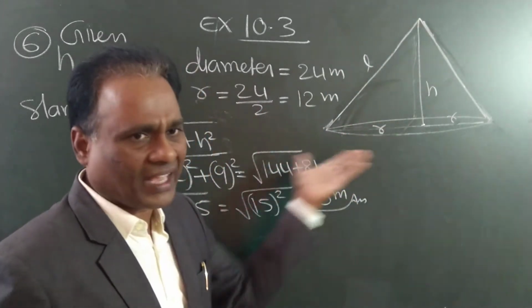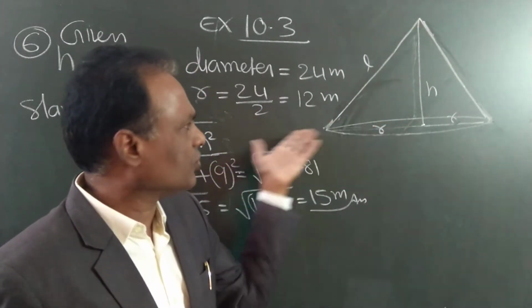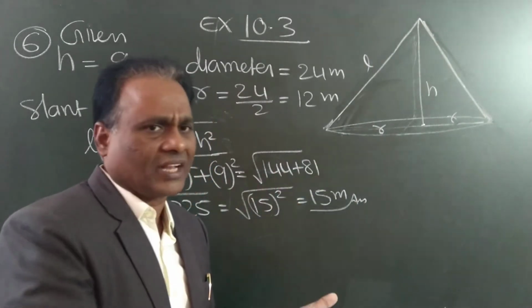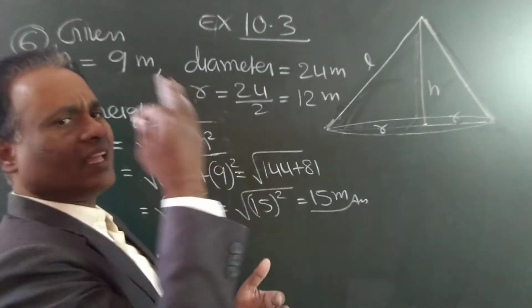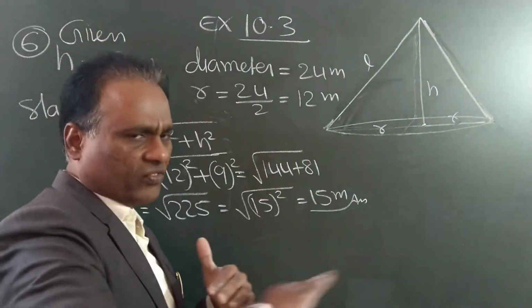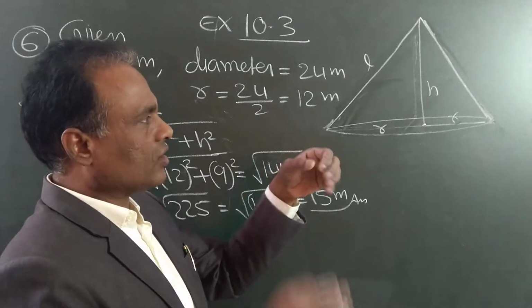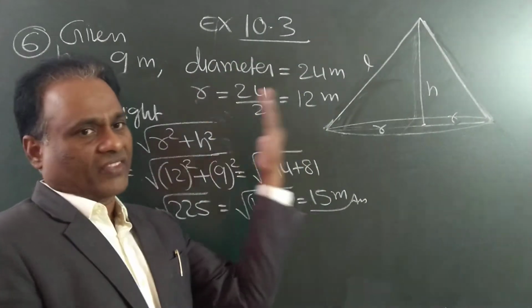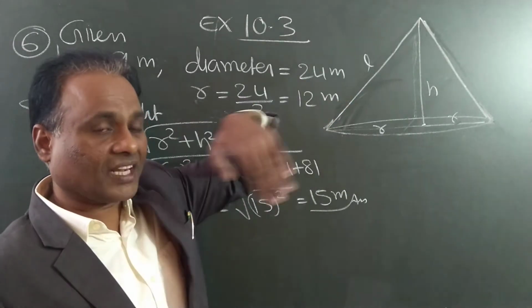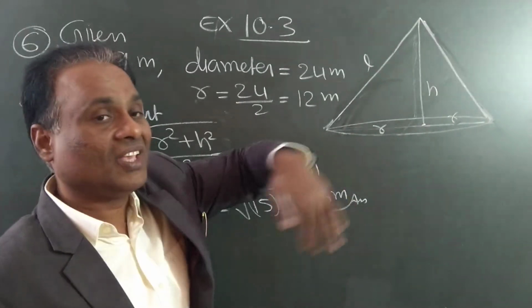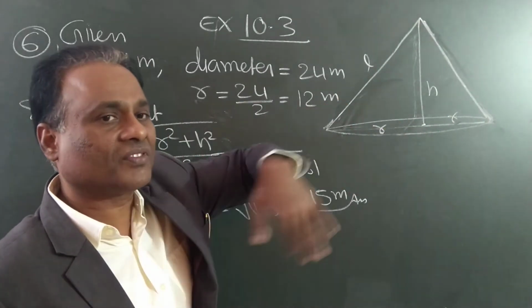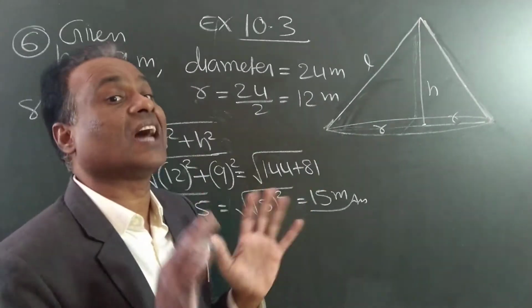Base we are not using any. It is not given that we are using some cloth for the base. Tent means we consider only the lateral surface. Base we don't consider. So tent means only all sides, that means curved surface area. Whatever the curved surface area is, that much cloth we require.